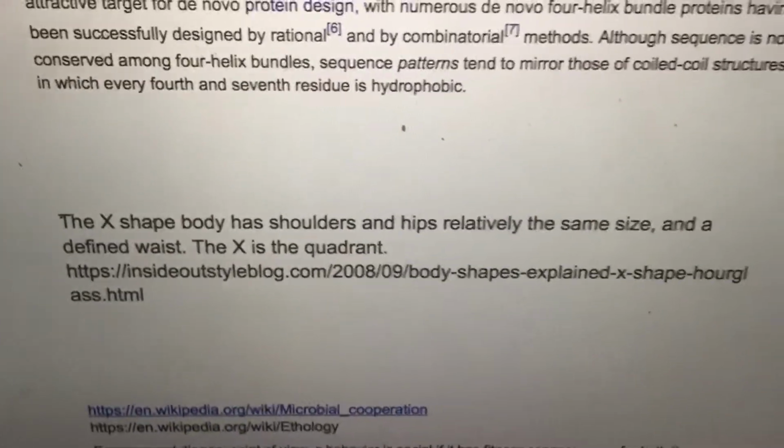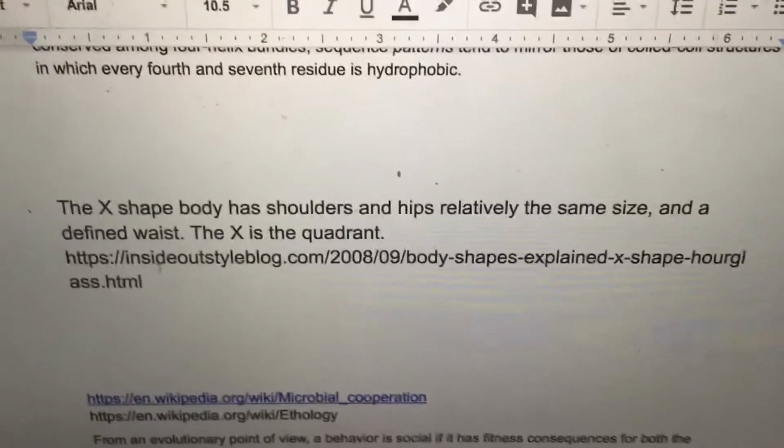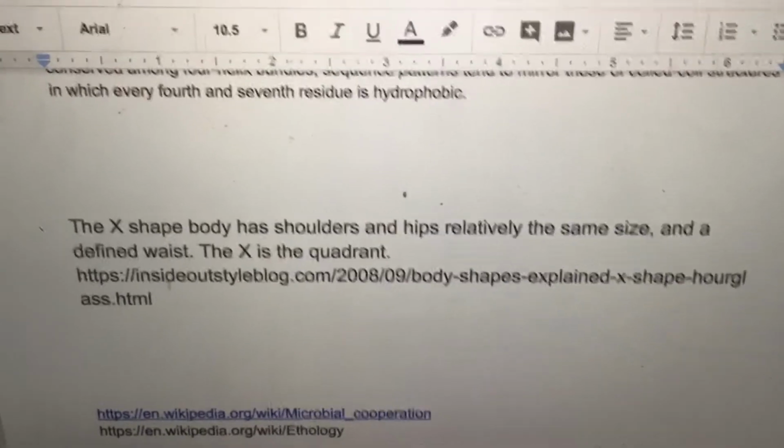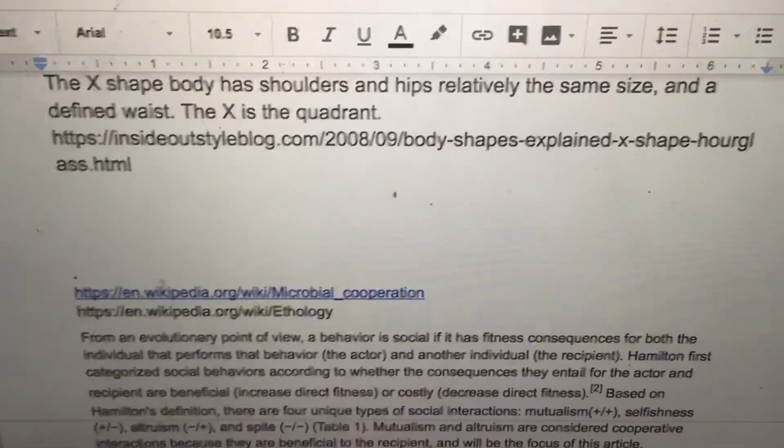The X-shaped body has shoulders and hips relatively the same size and a defined waist. The X is the quadrant, so there's people with X-shaped bodies. Some people have what is called X-shaped bodies.